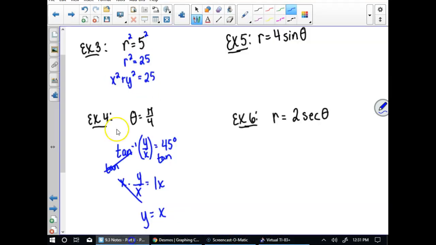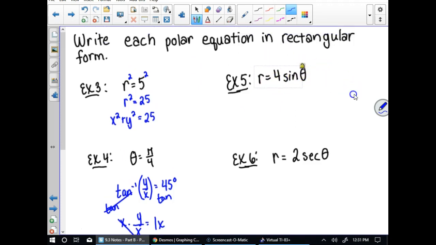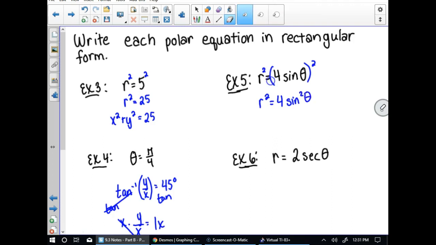So if we look at this problem, on the other problems, I need r to be replaced with x squared plus y squared usually, right? So I could think about squaring both sides, but if I square both sides, don't write this down because it's not right. If I square both sides here, I get r squared equals 4 sine squared theta. Not 4, sorry, it's 16.